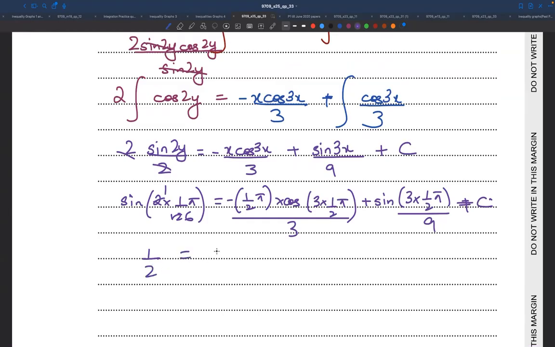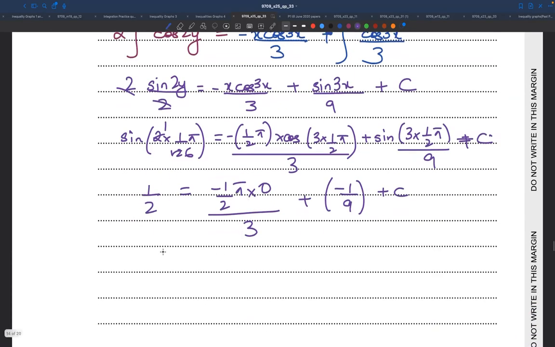So half is equal to minus 1 upon 2 pi in the numerator, cos of 3 upon 2 pi. 3 upon 2 pi basically means 270 degrees, which gives 0. If you put cos of 270 in your calculator, it is 0, or if you put cos of 3 upon 2 pi in the calculator, that will come out as 0. Sine of 3 upon 2 pi, when I put it in the calculator, comes out as minus 1. So this will become minus 1 upon 9 plus c. So this will be 0, and c will be 1 upon 2 plus 1 upon 9.